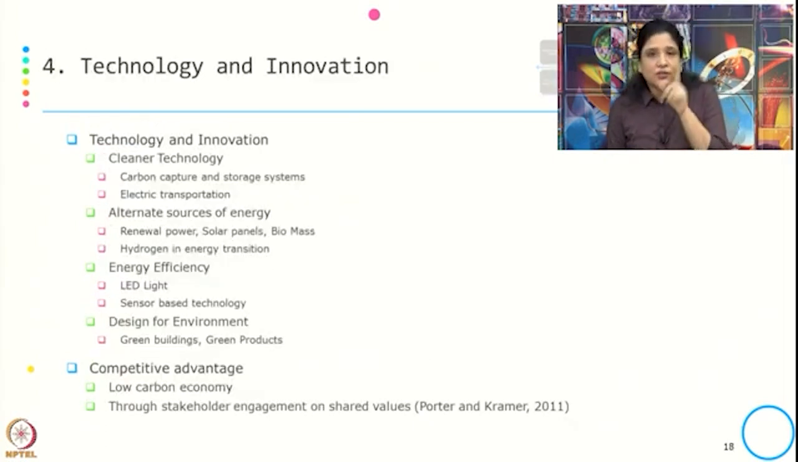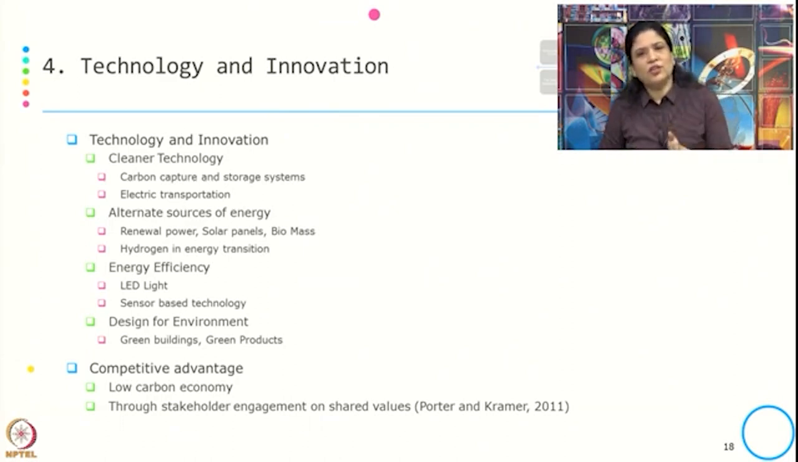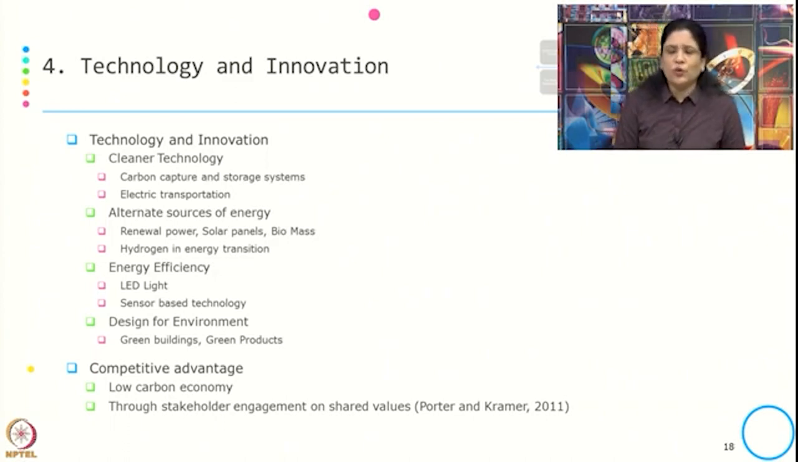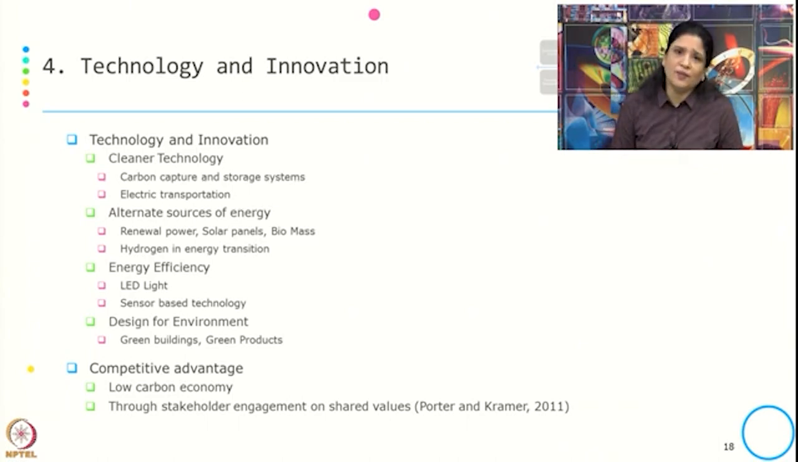The last factor we consider over here for why sustainability is imperative is technology and innovation. Now let us list down the technology and innovation in the field of sustainability or in the field of climate in the last few years. So we get access to cleaner technology, we have developed cleaner technology. The typical examples are electric transportation and carbon capture and storage systems. Similarly, we have developed alternate sources of energy, that is renewable power, solar panels and biomass.